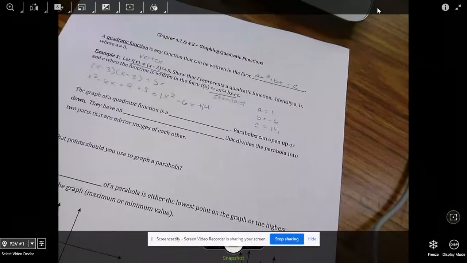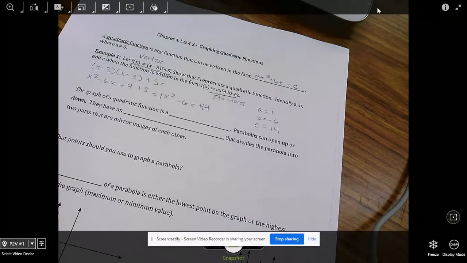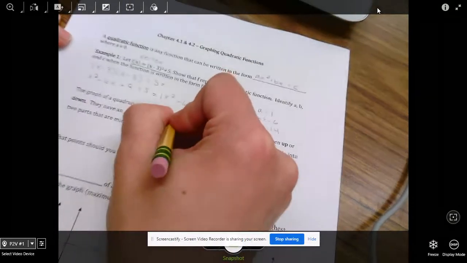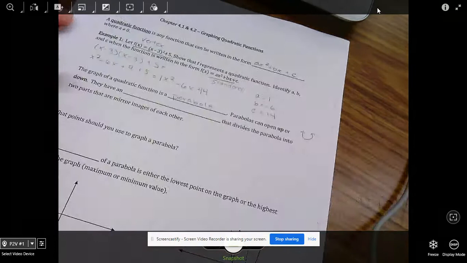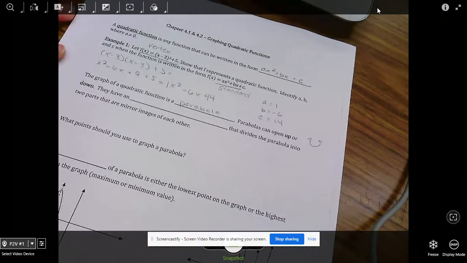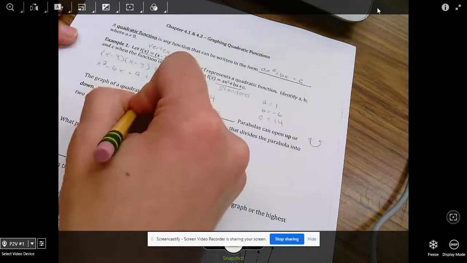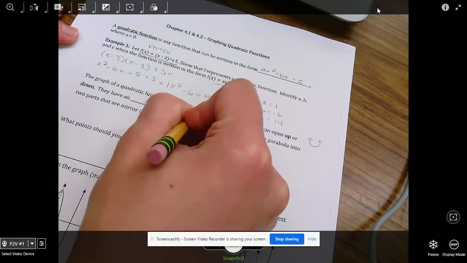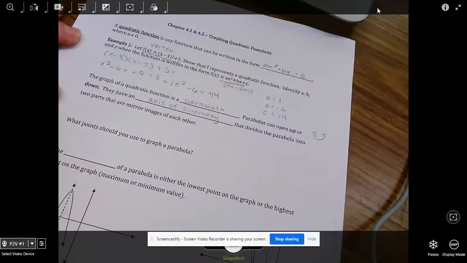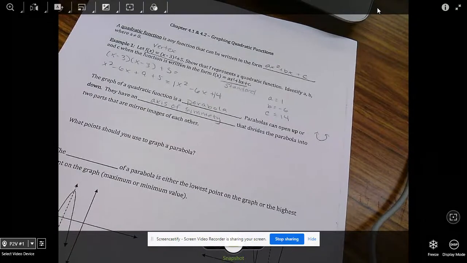Okay. It says the graph of a quadratic function is a parabola. Okay, it's that U-shaped curve. Parabolas can open up or down. They have an axis of symmetry. So these are important things that we're filling in the blank. They have an axis of symmetry that divides the parabola into two parts that are mirror images of each other.